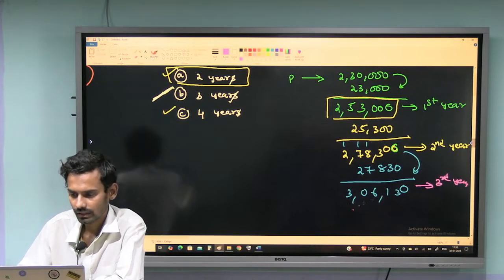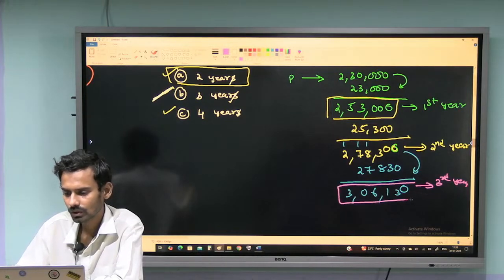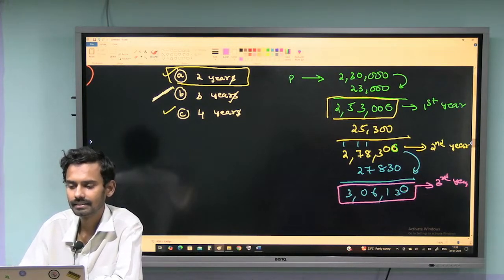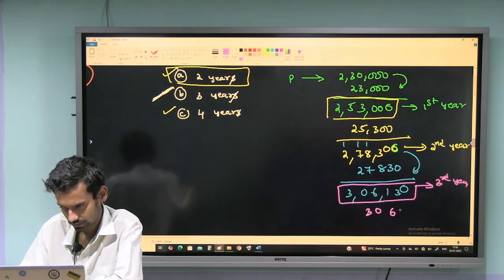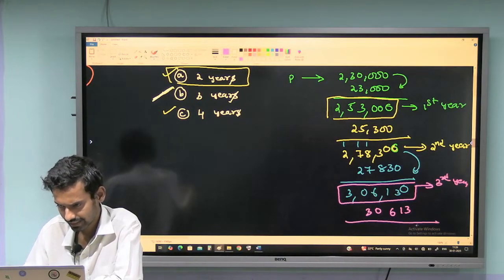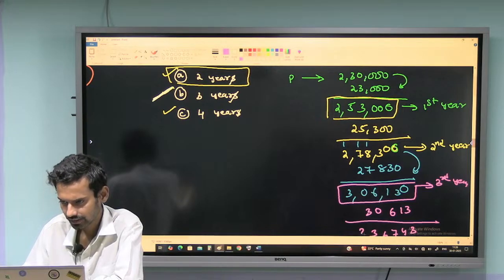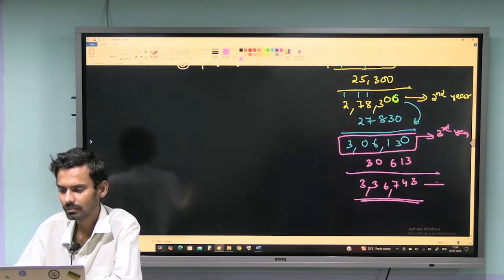Now again for fourth year, I need to add 10% of this one. So 10% of 3,06,130 will be 30,613. So if I add this, I will be getting 3,36,743. So my final answer for 4 years will be 3,36,743. This will be the answer for at the end of fourth year.